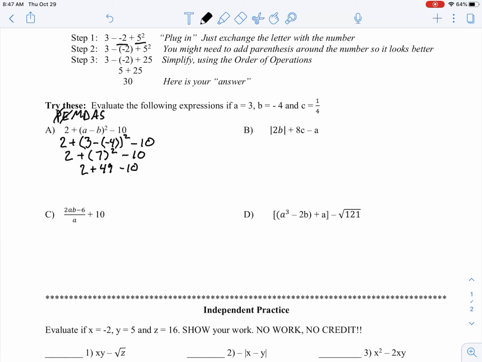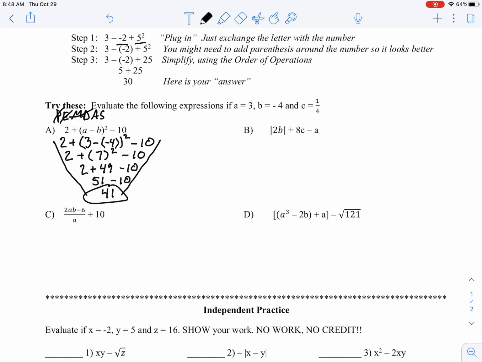So I've taken care of my exponents. Looks like there is no multiply or divide to take care of here. So we're moving on to add and subtract. So 2 plus 49 is going to give us 51 and minus 10. So our final answer here is 41. So once again, just like the other day, but I've plugged in values for variables now. I've still got my nice little evaluation funnel here to get me down to our correct answer.